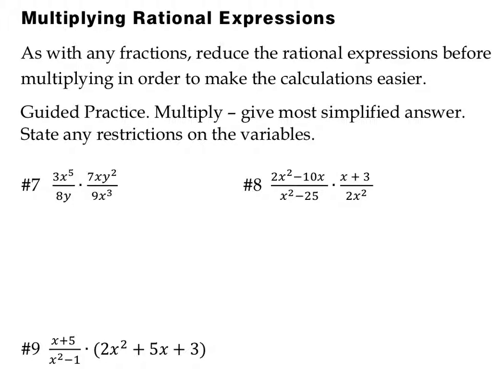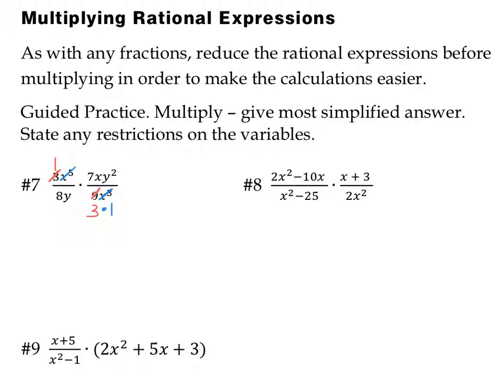So if we look here, we have a 3x to the 5th. Okay, this 3 is a factor in the numerator. It can be reduced with the 9 here, and that can become a 3 and a 1. Okay, the x to the 5th can reduce with the x to the 3rd in the denominator. If I cross those out and those out, x to the 3rd crosses out completely.